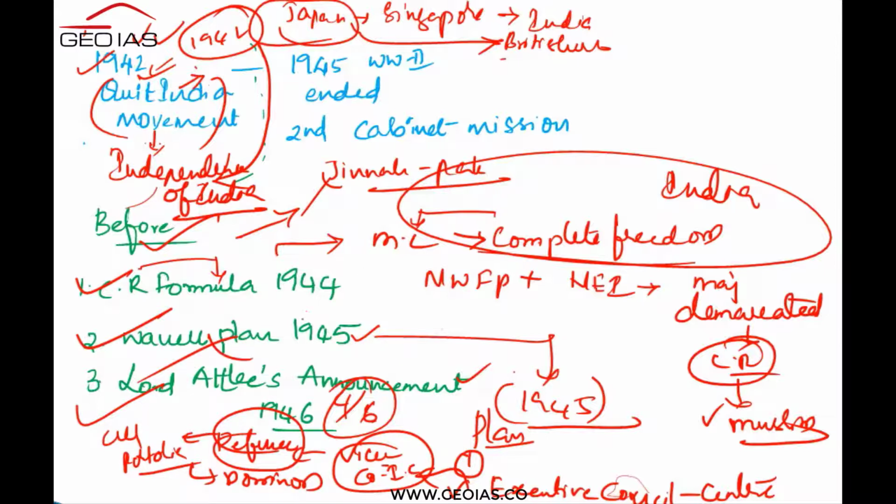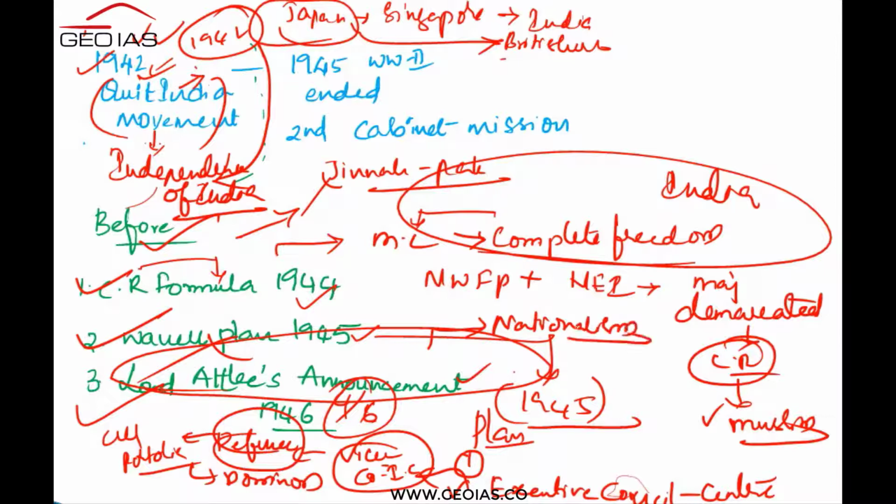Lord Attlee gave the announcement. He said that the tide of nationalism was surging in India, and at this moment it was very tough to control India. Therefore India should be given independence. Lord Attlee's announcement was made in 1946. After this, on 10th June 1946, Jinnah agreed to have elections to a constituent assembly.